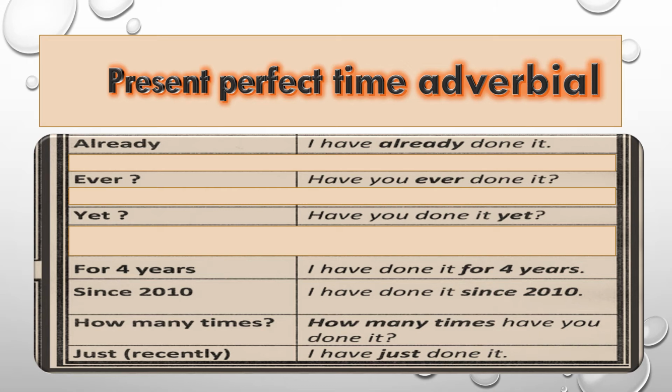Already comes if the sentence is affirmative. Ever is used in the interrogative form. Okay, ever is used with questions, when we say have you ever done it.